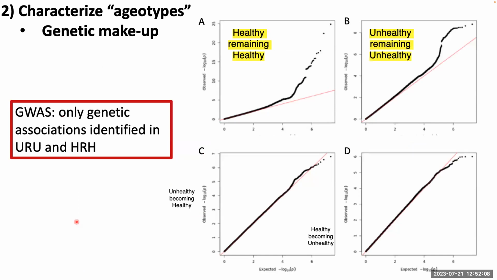And then lastly, we looked into the genetic makeup. Something interesting was that we performed GWAS in each of the 4 different categories. And what we saw is that there were only significant genetic associations found in those extreme phenotypes that I mentioned: the healthy that always remained healthy and the one that always remained unhealthy. In the ones that changed categories, so went from the healthier phenotype to the unhealthy, or from the unhealthy to the healthy, no significant associations were found.